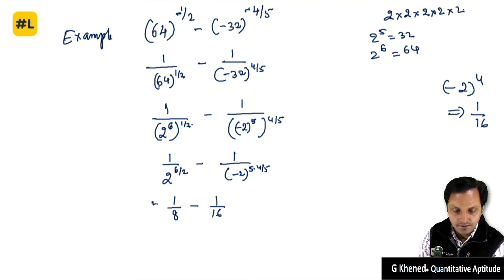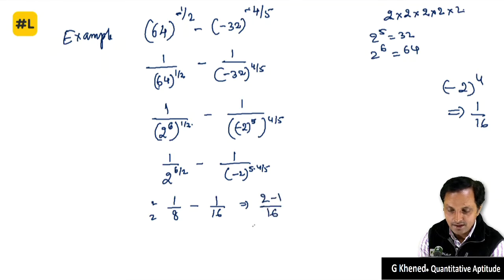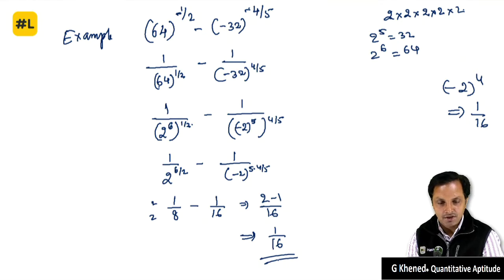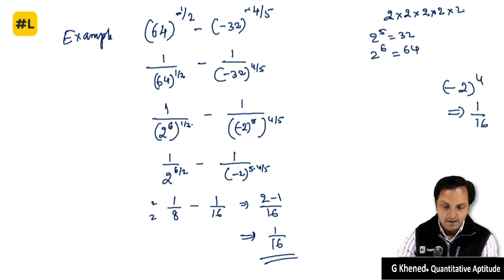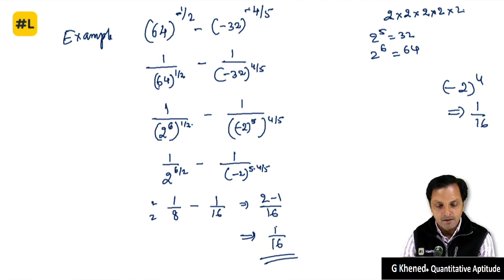If you multiply with 2 and divide with 2, that is 2 minus 1 by 16, which is nothing but 1 divided by 16. This is the simplification of the above example, that will simplify to 1 divided by 16. So this is the best way. When you have 1 by 8 and minus 1 by 16, you can multiply with 2 and divide by 2, so the denominator will become 16. So 2 minus 1 is 1 by 16, the final result.